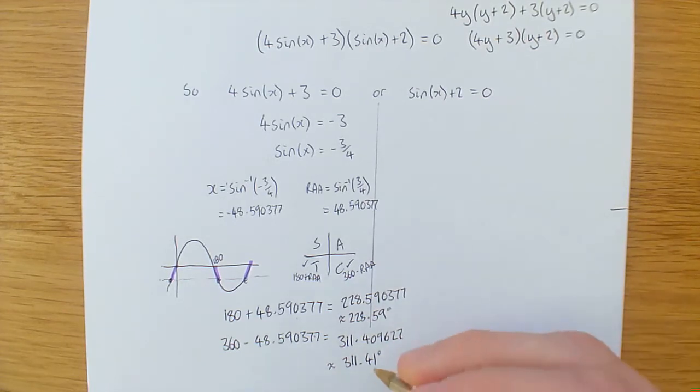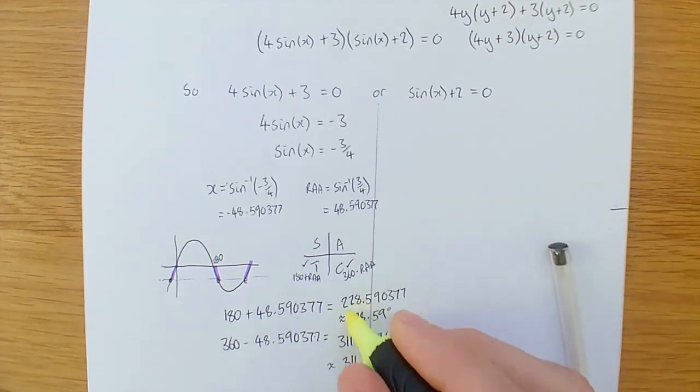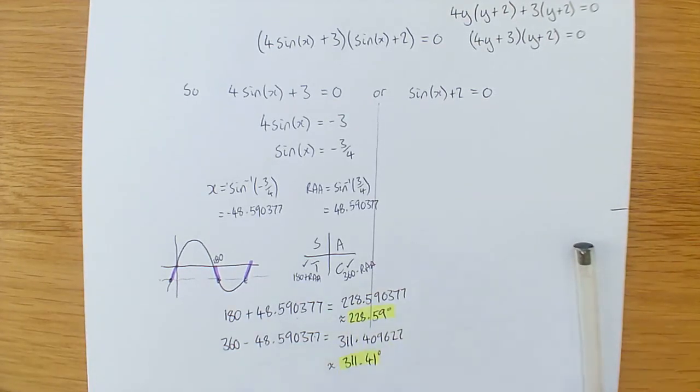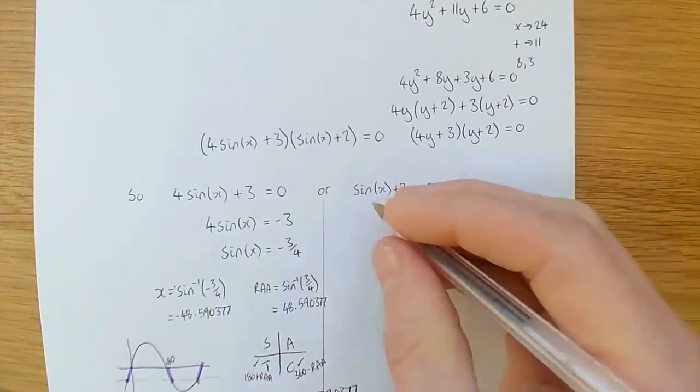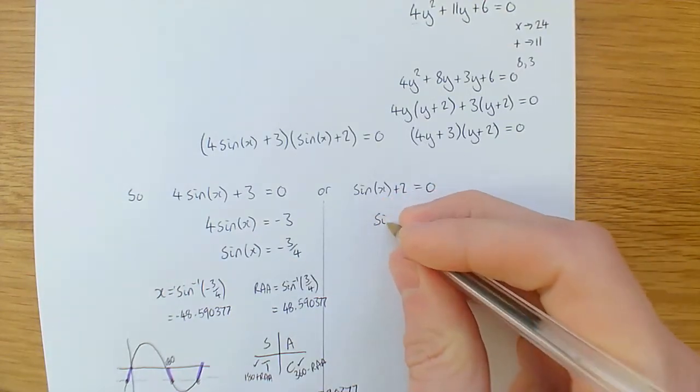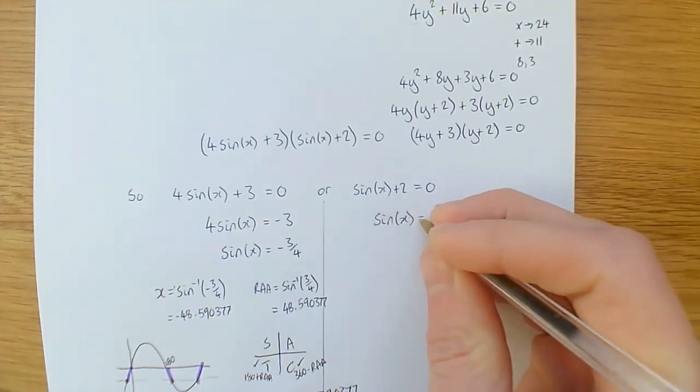Good, so we've sorted out this side, and as ever, I'm just going to highlight the solutions as we go, in case we forget what we're doing. Let's go back over here. We need to solve this. Well, solving that, we get sine of x equals minus 2.